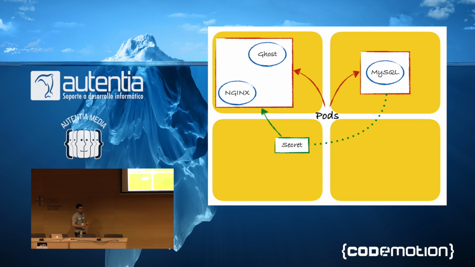How do we use that secret? We have several ways of using it. We can use it as an environment variable, or we can mount it as if it was a normal volume, and just access it like if it were a file.